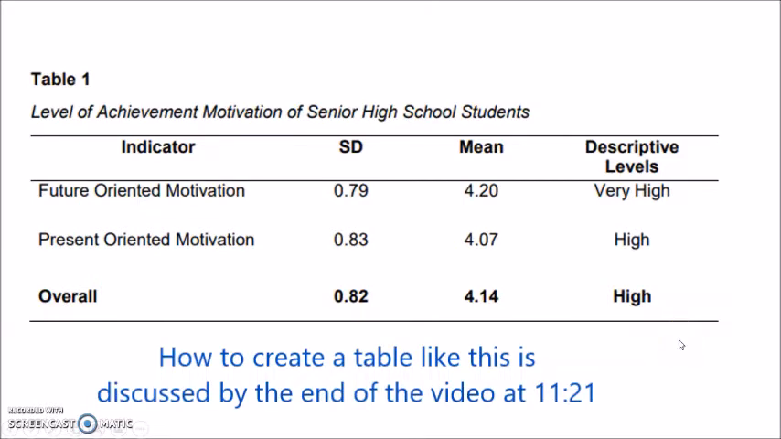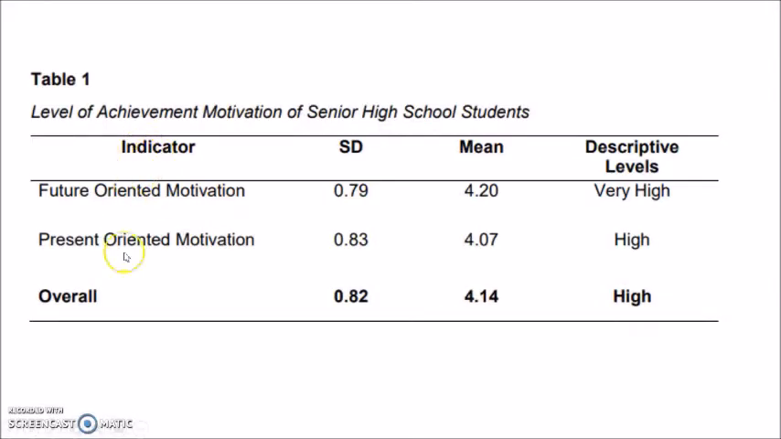Okay? The table format is set in Word. Here are our indicators. In this case, there are only two indicators: future-oriented motivation and present-oriented motivation. And then we have here the SD or standard deviation, the mean, and the descriptive levels. And below it, the overall.